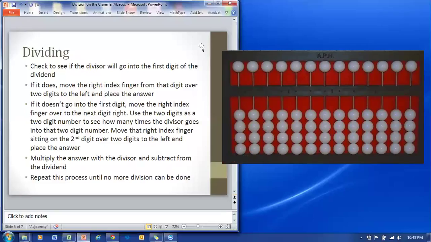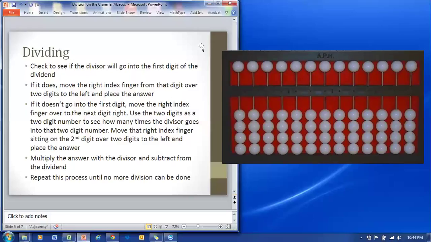When you're dividing, much of it will look like it looks when you're doing longhand division. You're first going to see, does that divisor go into the first digit? If it does, you're going to write that answer down. Now that'll be written 2 rods or columns to the left of that first digit. If it doesn't go into the first digit, then you're going to move your right index finger over 1 column to the right and use those 2 digits together. So does that divisor go into that 2-digit number?